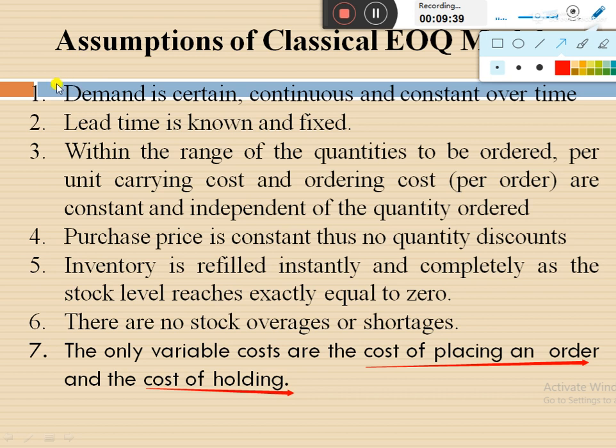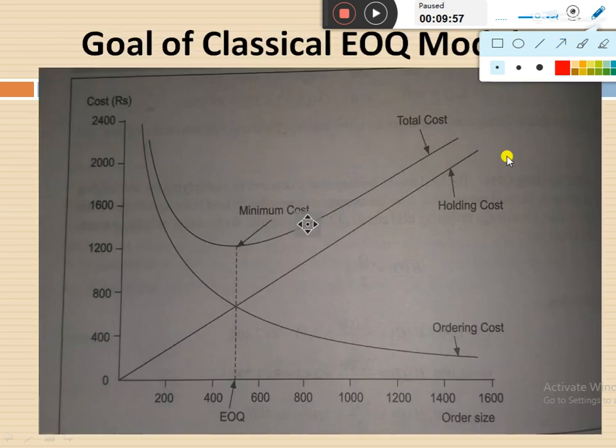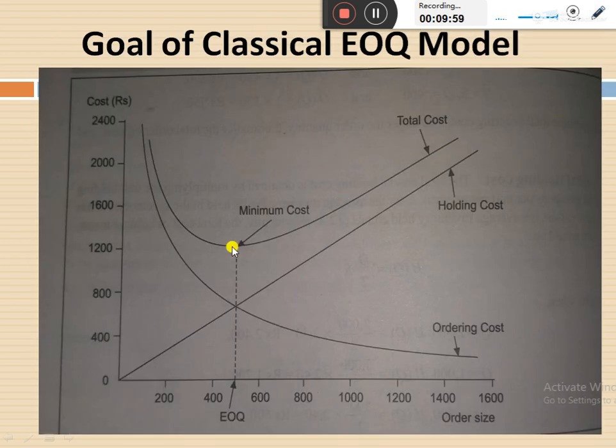So if we want to minimize the total cost of the inventories, then we need to minimize the cost of placing an order and the cost of holding the inventories, because rest of the costs are assumed as fixed or constant over time. So the goal of classical economic order quantity model is to reduce the total cost by reducing the holding cost and ordering cost of the inventories.